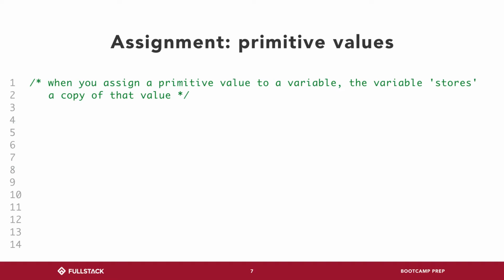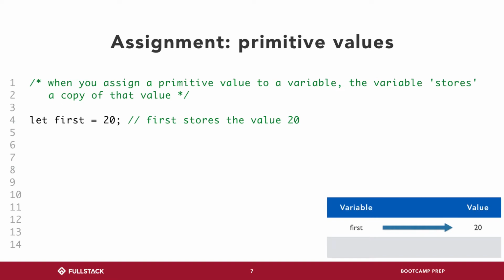So yeah, let's talk about assignment. I sort of already went over this, but rote repetition has its place in computer science. So we'll repeat. When you assign a primitive value to a variable, that variable stores a copy of that value. So like I said before, the equals operator is our keyword representing assignment. So we're saying variable first is assigned a copy of the value 20. We can reassign it by using the equal sign again. Now first equals 30.